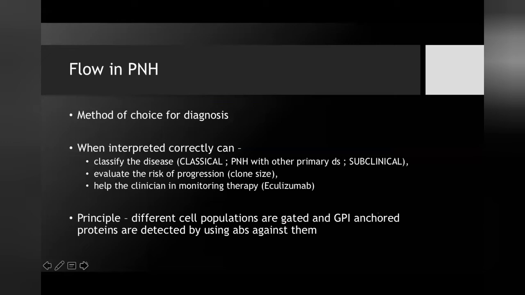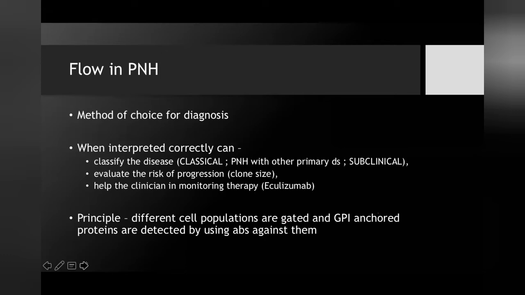But the test of choice for diagnosing PNH has become flow cytometry, and I'll tell you why. Because flow cytometry not only identifies the disease correctly, it helps us in classifying the disease, whether it is a classical type of PNH or a subclinical PNH, which is associated with a very small clone size. It can also evaluate the risk of progression. The larger the clone size, the higher the risk. We actually give a quantifiable report. We tell the patient that this is the size of the abnormal clone in your body. So that clone size can be used to evaluate the risk of progression.